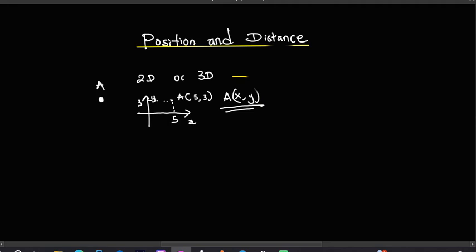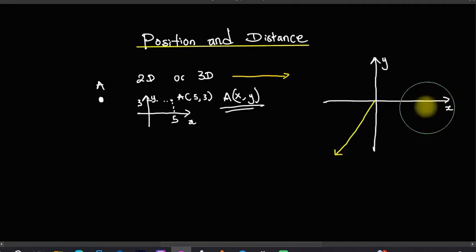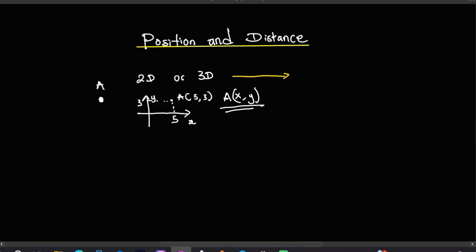Now distance is the interval between any two points, any two positions. So let's say we have point A and then we have point B. The interval between these two points is called the distance from point A to B. That's how much ground covered from point A to B.